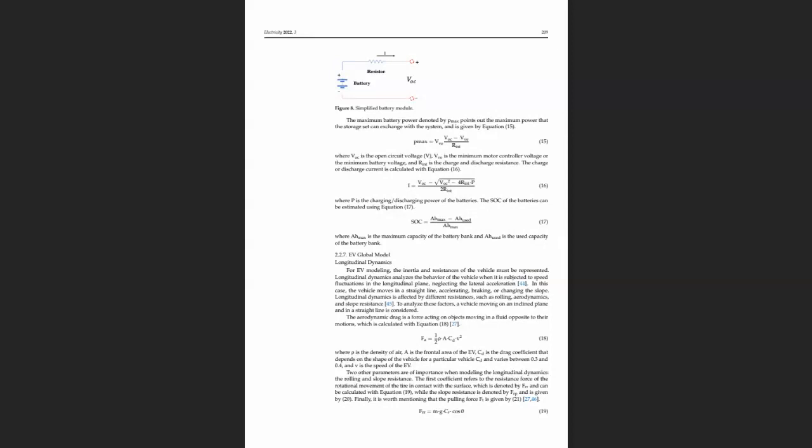And then the global model, EV global model. This is important actually, but it is not complicated. Longitudinal dynamics, I explained it in 3 or 4 weeks, I don't remember. Firstly, in the first step in the midterm project, you will define torque demand, power demand. First one, aerodynamic force. You will see this equation: frontal area, drag coefficient, etc.